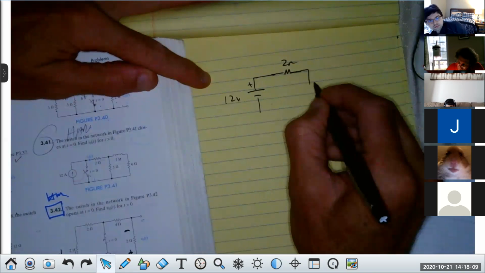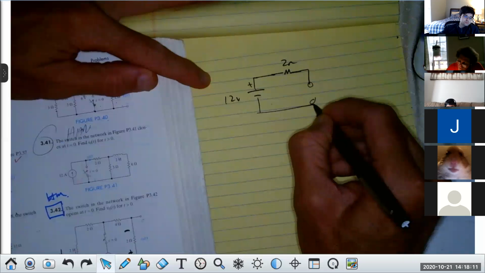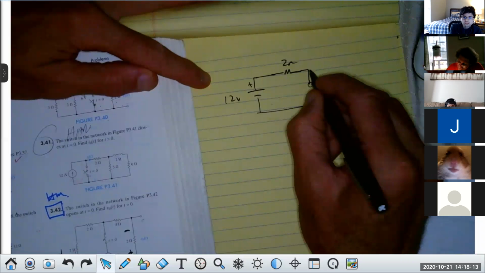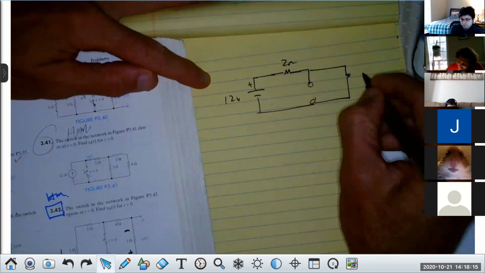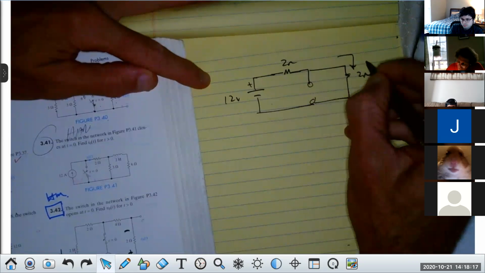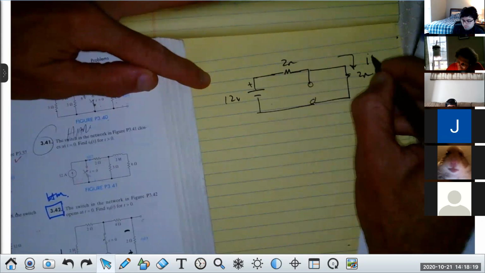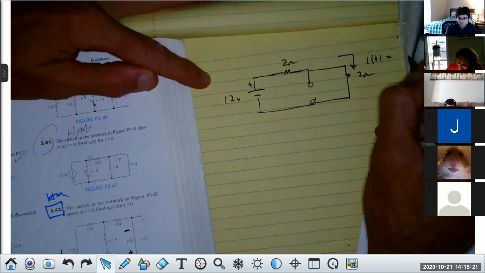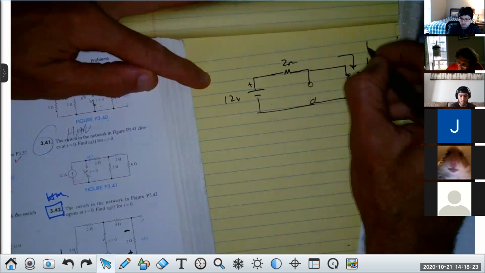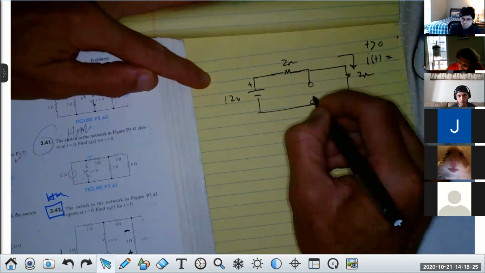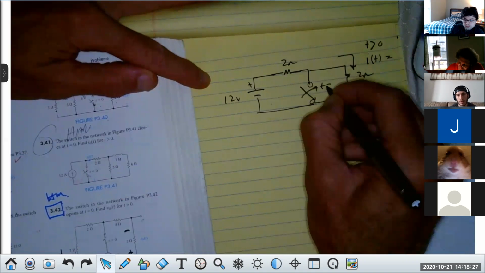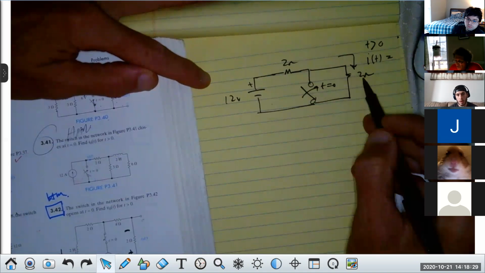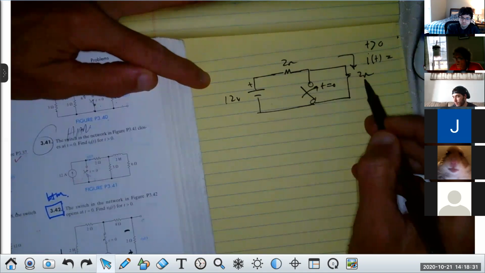Then I have a switch right here. And then I have another resistor here, 2 ohms. And I want to know the current through there for t greater than 0 if this switch closes at t equals 0. I just want the current through there. What is it and why?